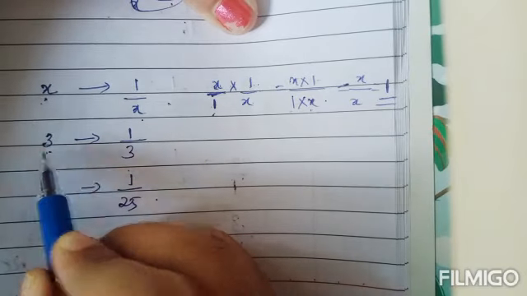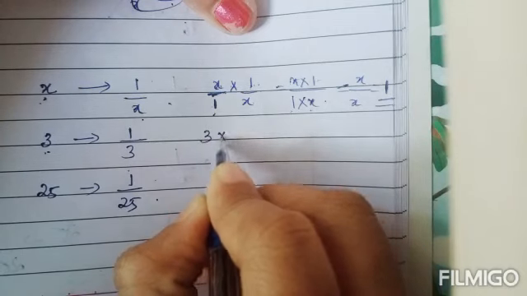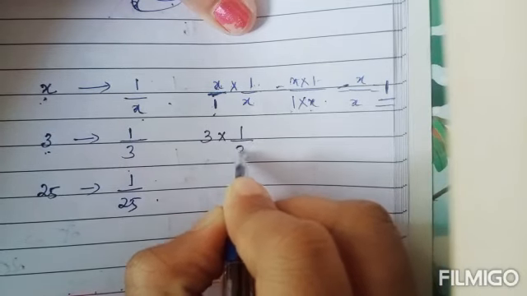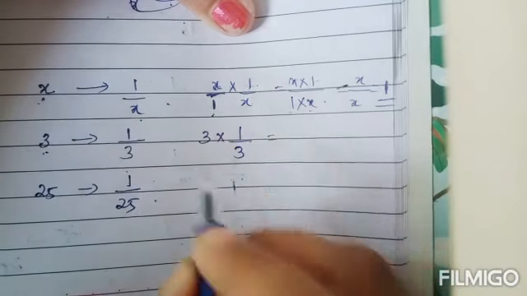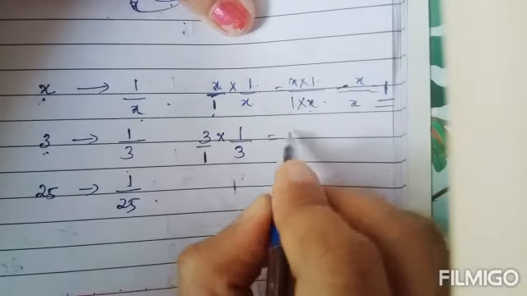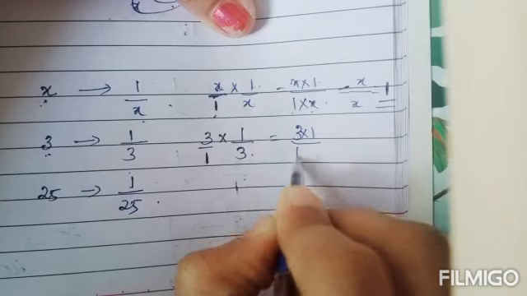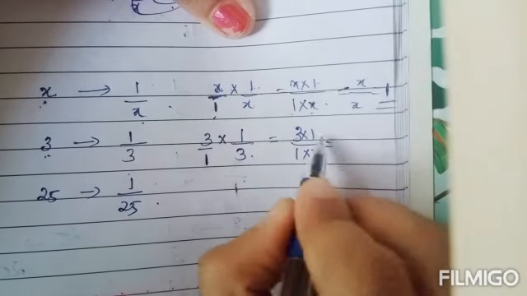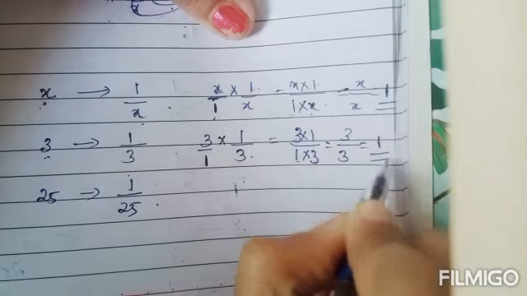3 is a whole number. Its multiplicative inverse is 1 by 3. Now we are multiplying 3 by its multiplicative inverse, 3 into 1 by 3. What will be the answer? 3 means 3 by 1. So 3 by 1 into 1 by 3 is 3 by 3. What is the answer?